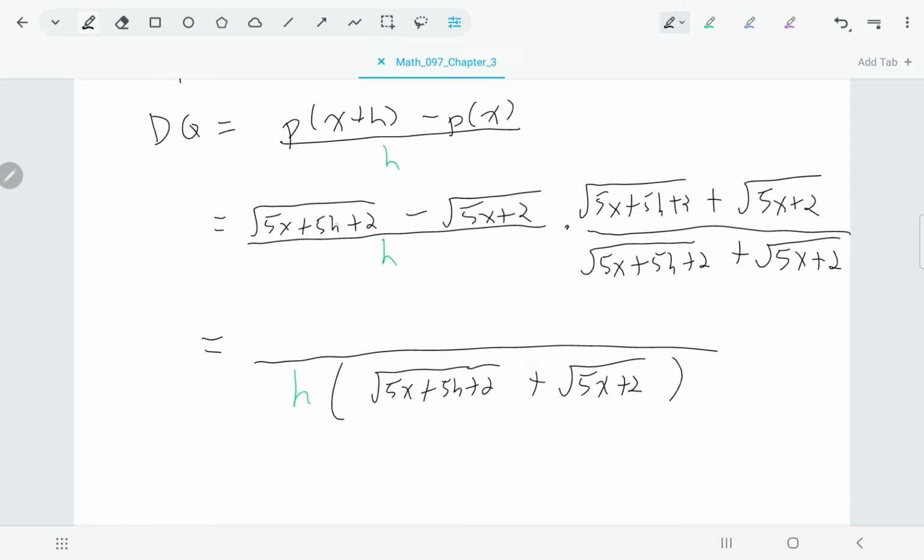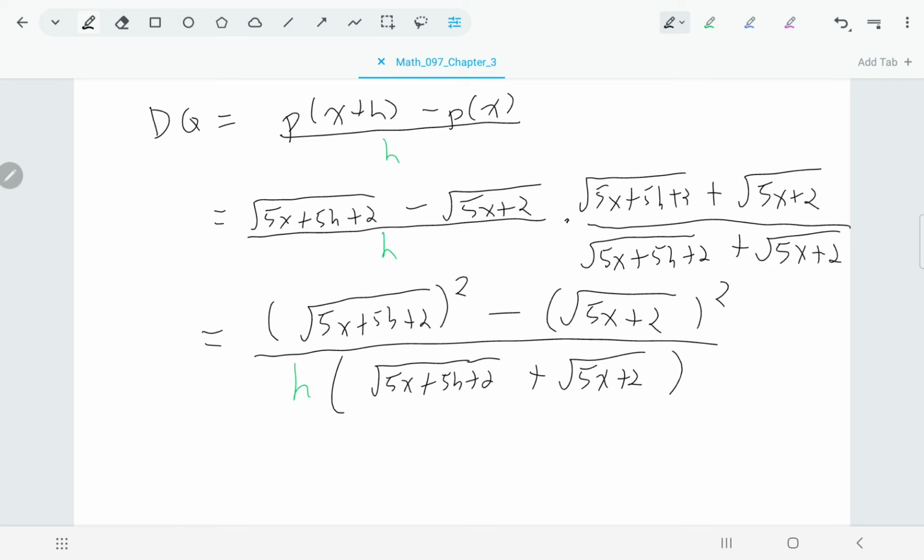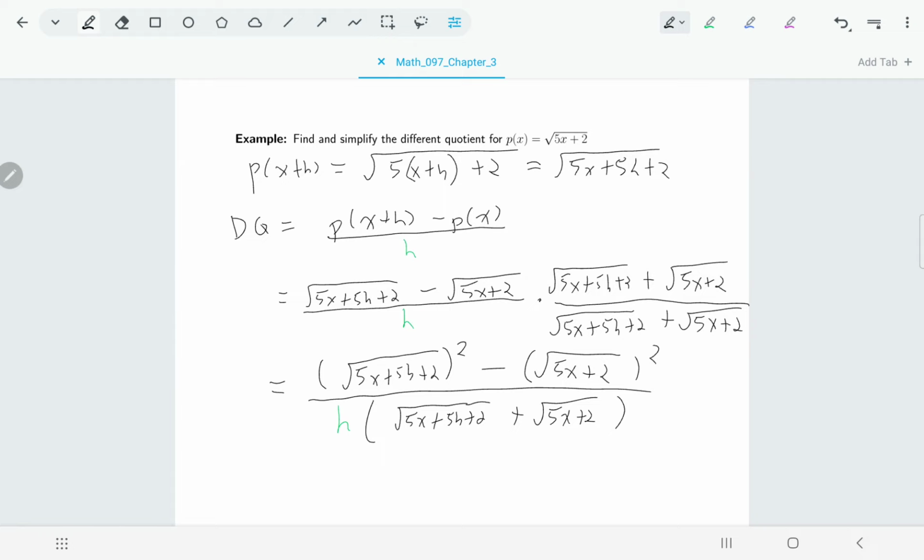And in the top, we know that when you multiply something by its conjugate, you get the first thing squared minus the second thing squared. And by doing that, that's going to get rid of our roots. So instead of having root of 5x plus 5h plus 2, we're going to just have 5x plus 5h plus 2. And instead of root of 5x plus 2, we're just going to have 5x plus 2. So let's do that on the next slide.